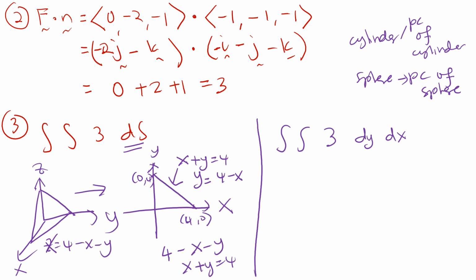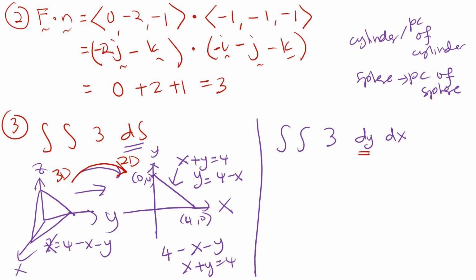Because you already converted this into two dimensions, this is the easiest way to solve the double integral, the surface integral, by converting the three-dimensional surface to a two-dimensional surface. Okay, this is 3D converted to 2D, so it will be easier for you to determine the limit.